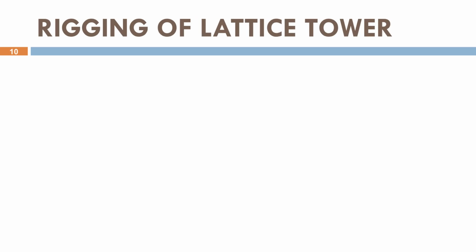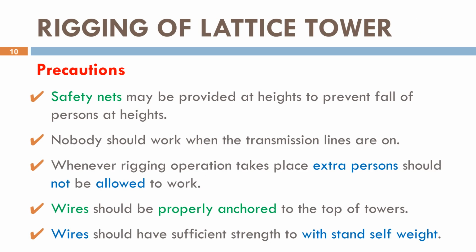Safety is extremely important during tower erection. Safety nets should be provided when workers are working at heights. Construction must never be carried out on live transmission lines. During rigging operations, only authorized workers should remain in the work area. All wires must be properly anchored and strong enough to carry their own weight and withstand temperature changes. Regular inspections should be conducted to identify loose connections, damaged members, or unsafe conditions before continuing the work.